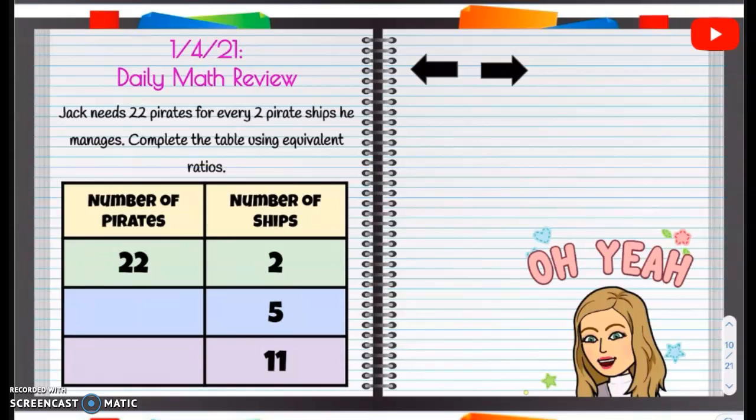January 4th, 2021 Daily Math Review. Jack needs 22 pirates for every 2 pirate ships he manages. Complete the table using equivalent ratios.